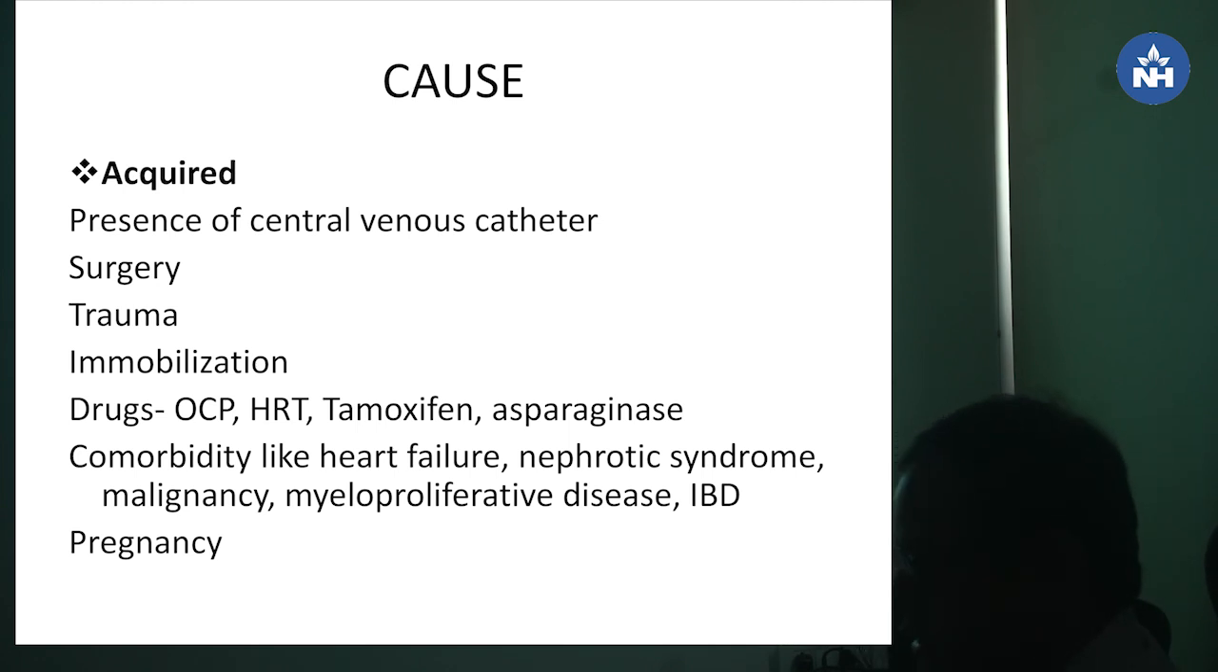Acquired causes are much more common: presence of central venous catheter, surgery, trauma, immobilization due to surgery or trauma, particularly orthopedic surgery, drugs like OCP, hormone replacement therapy, tamoxifen, asparaginase, and comorbidities like heart failure, nephrotic syndrome, inflammatory bowel disease, myeloproliferative disease, solid organ malignancy. All these things can lead to venous thrombosis.